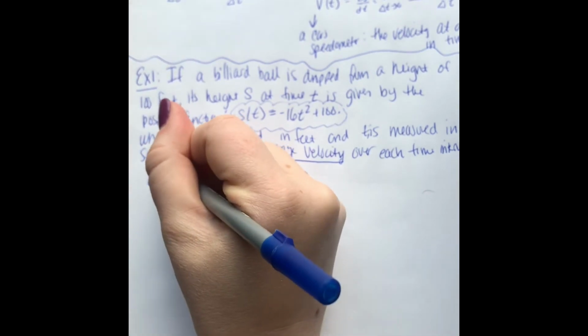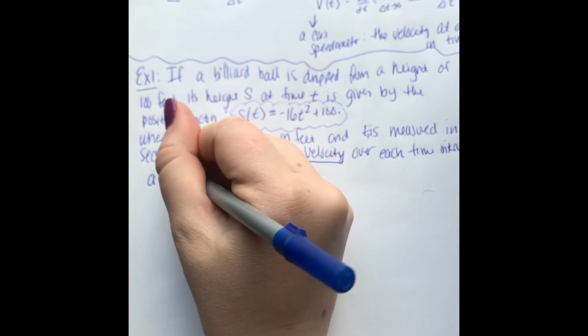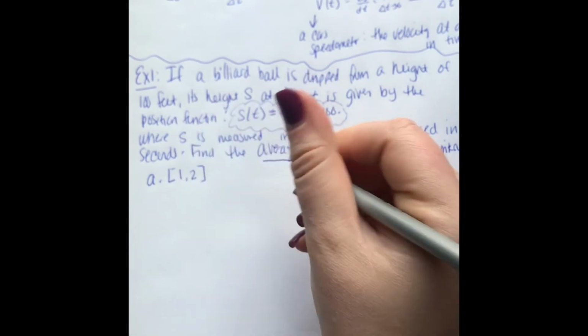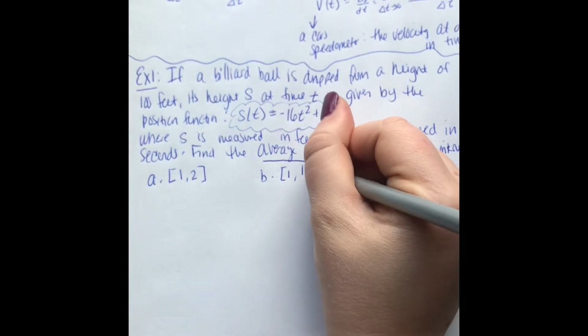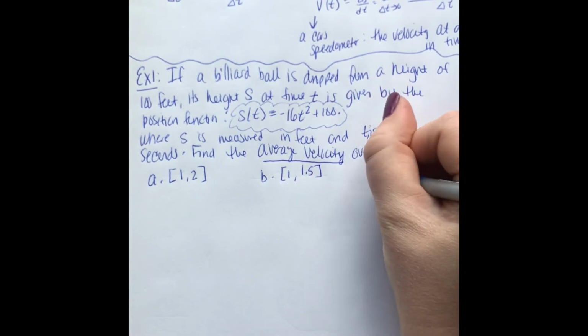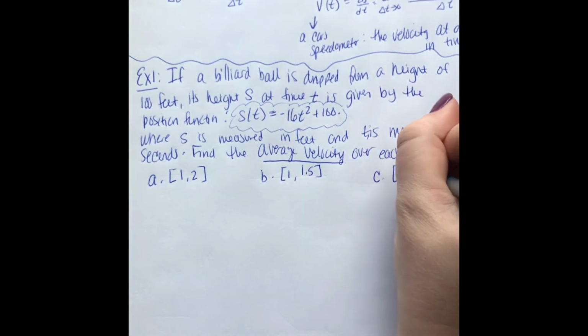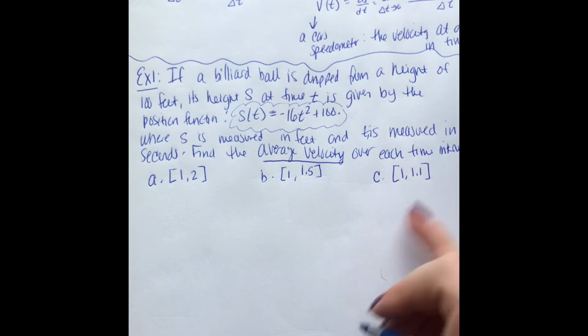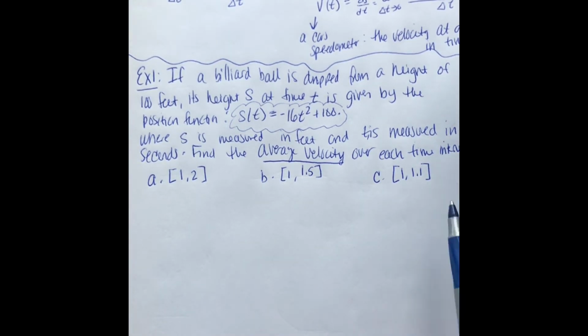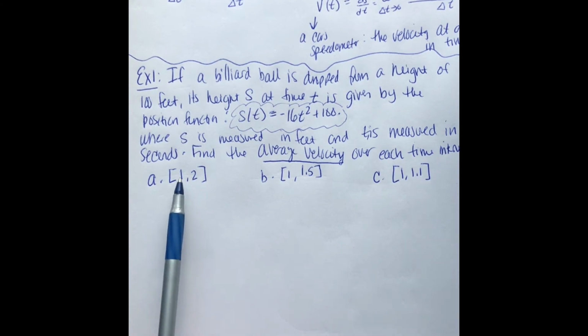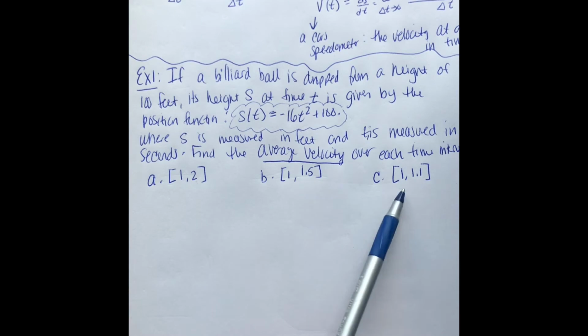Problem A, we're going to do it over the interval from 1 to 2 seconds. The second one, from 1 to 1.5 seconds. And C, from 1 to 1.1 seconds. And you'll notice each time the interval is getting smaller and smaller. All right, so we're talking about the interval from 1 second to 2 seconds. So these have square brackets, so they're not coordinate points.